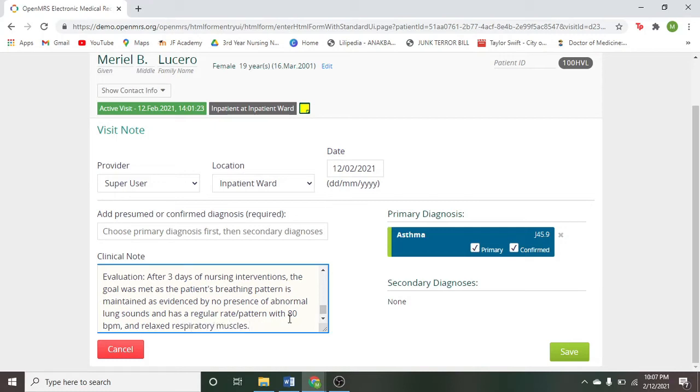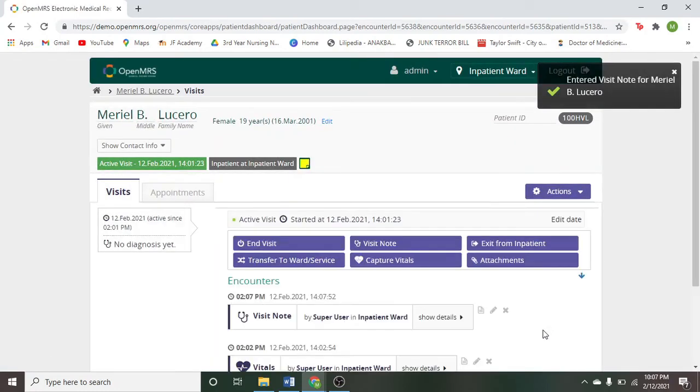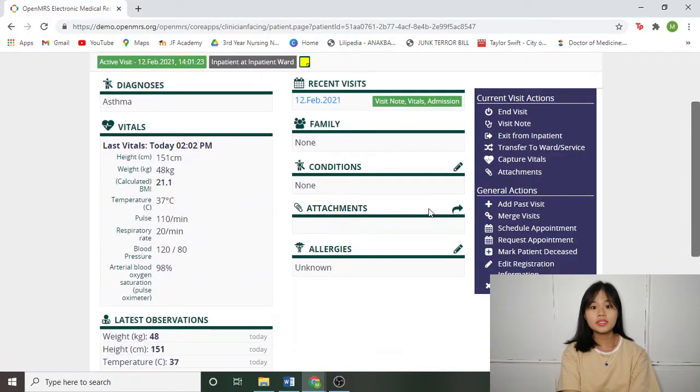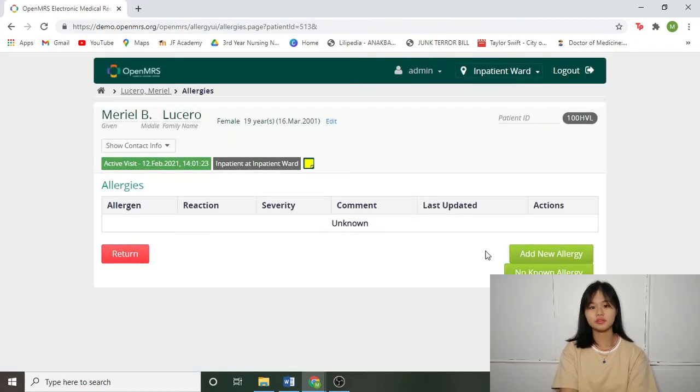After the data input under the visit notes, click Save. Proceed on asking the patient if she has any allergies to determine further interventions needed. Ma'am, I have another question for you. Do you have any reaction whenever you take food or any medications? No, miss. I can take the medications or any food well.